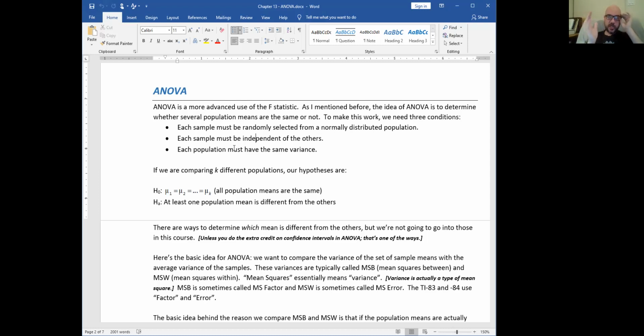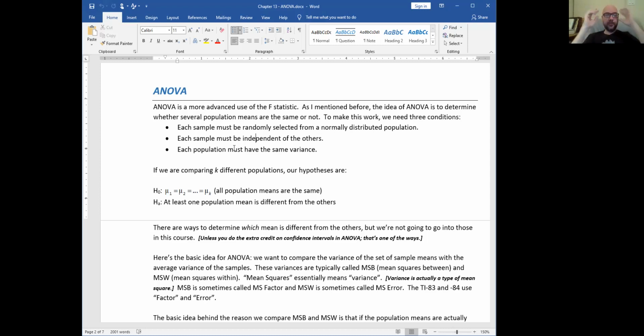So we're going to check to see if the sample means that we get are far enough apart from each other that it makes us think the population means are different. That's the basic idea of ANOVA. That's what we're doing. It's an extension of the two sample t-test. So it's like a multi-sample t-test essentially.